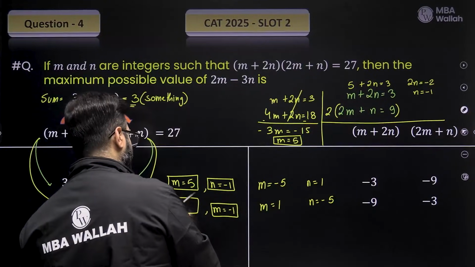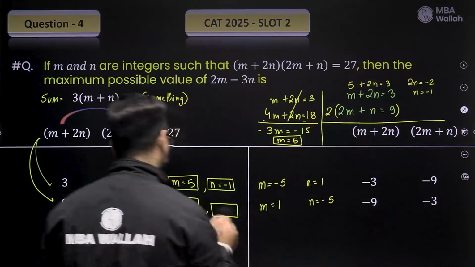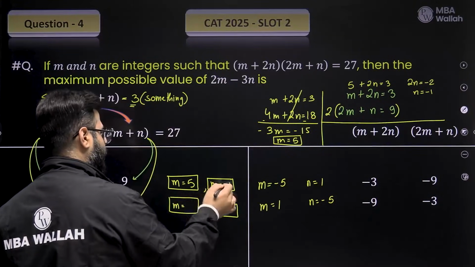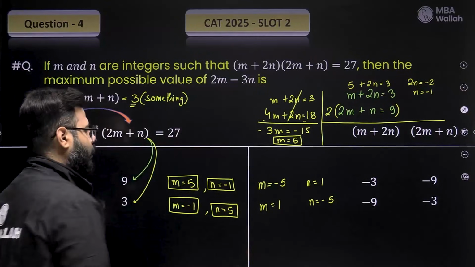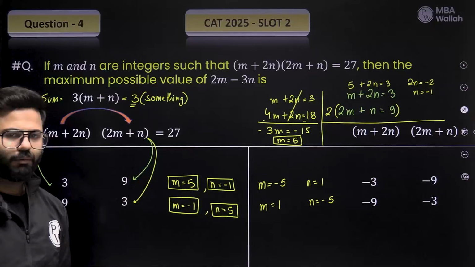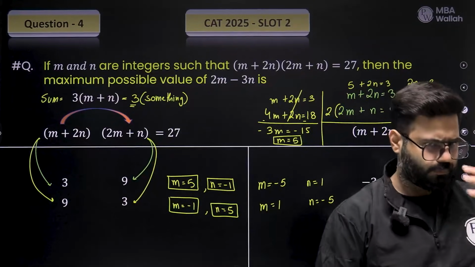Let me just write this also in the order of m and n, so that we are not confused later on, or we don't make a silly mistake. So m becomes what n was, n becomes what m was. Pause and take a moment to grasp it. Too many tricks we have learned.